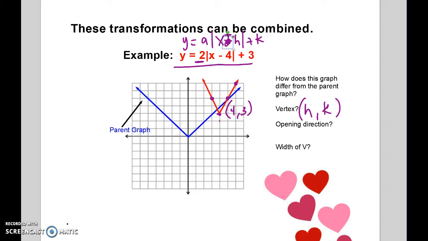Up 2 over 1, up 2 over 1, and it's a positive 2, so I'm going up. So that is how you graph it using all the transformations together.